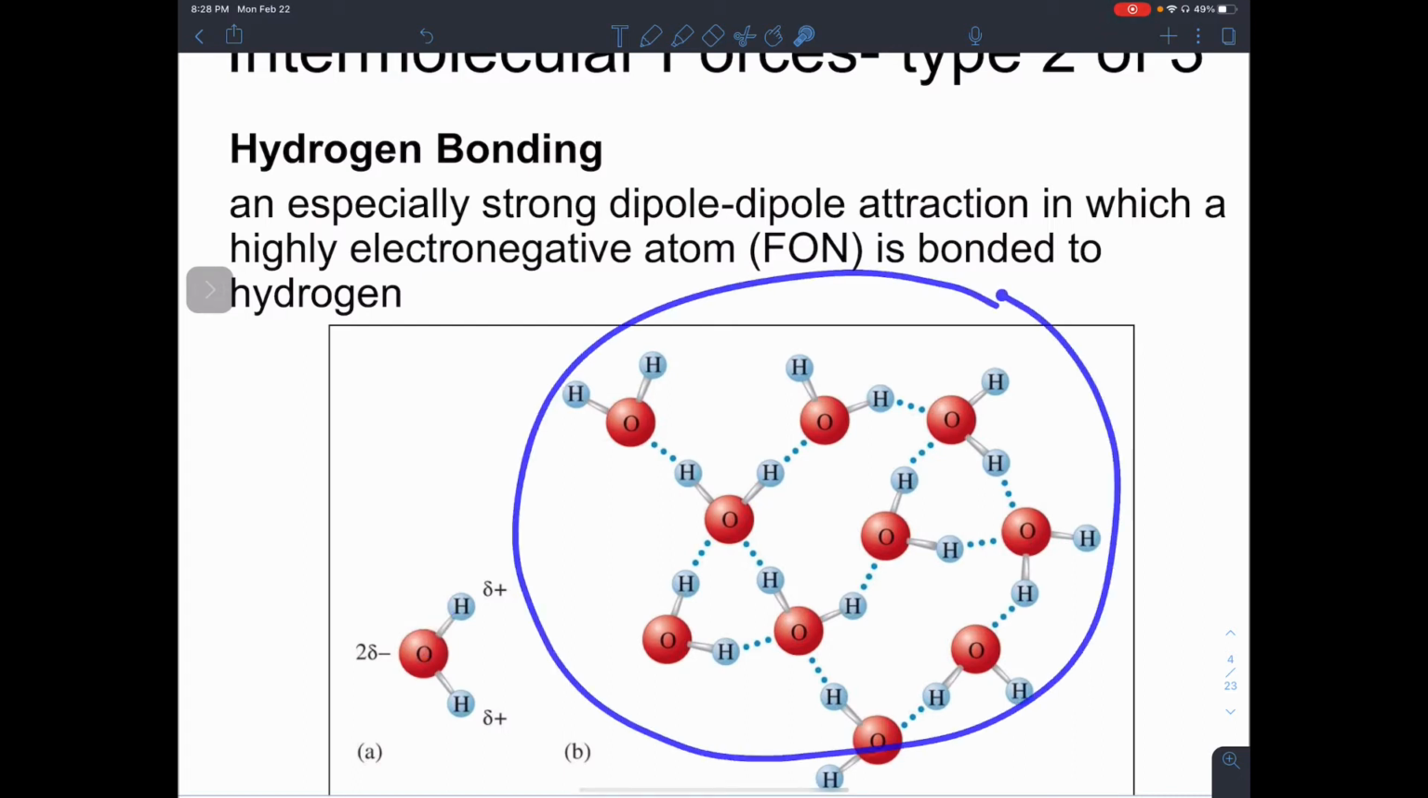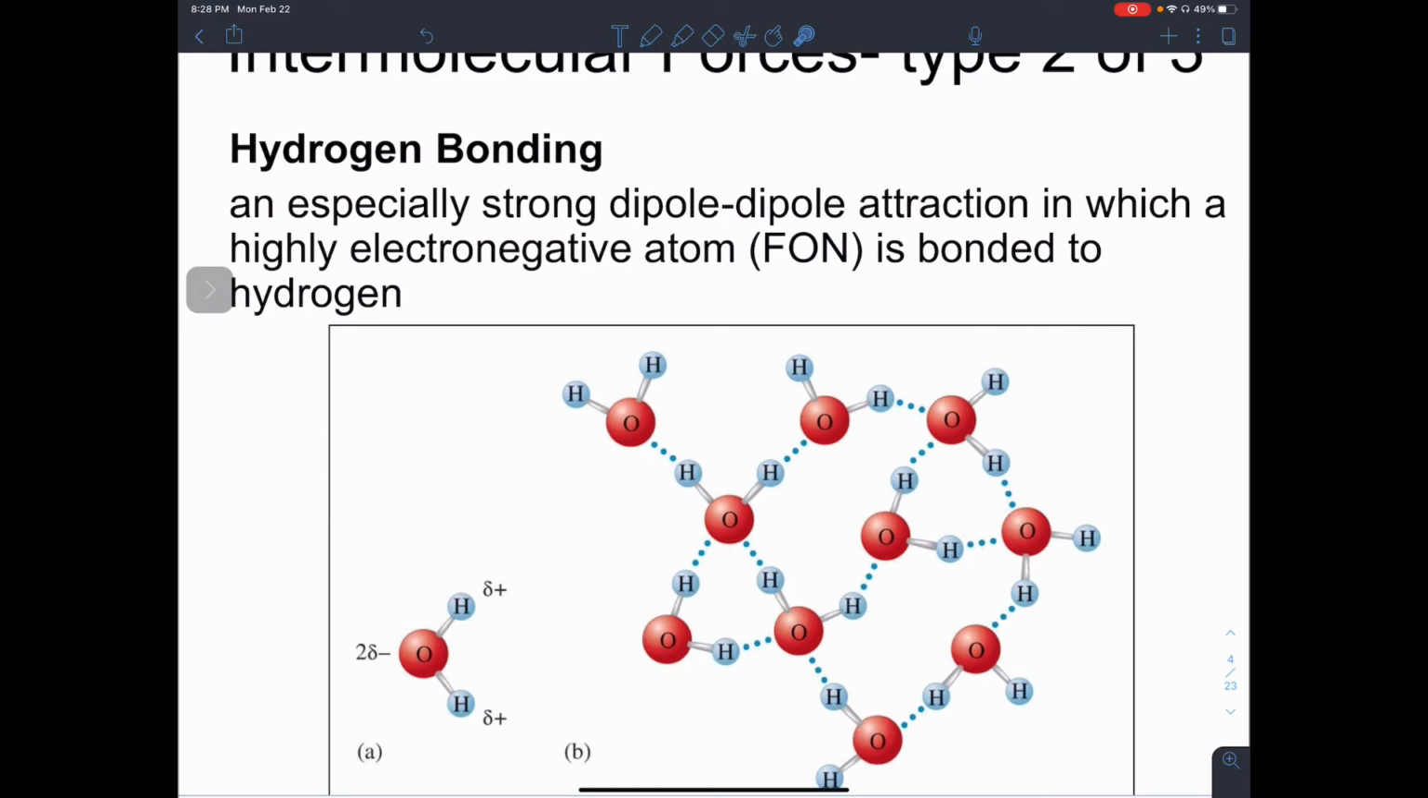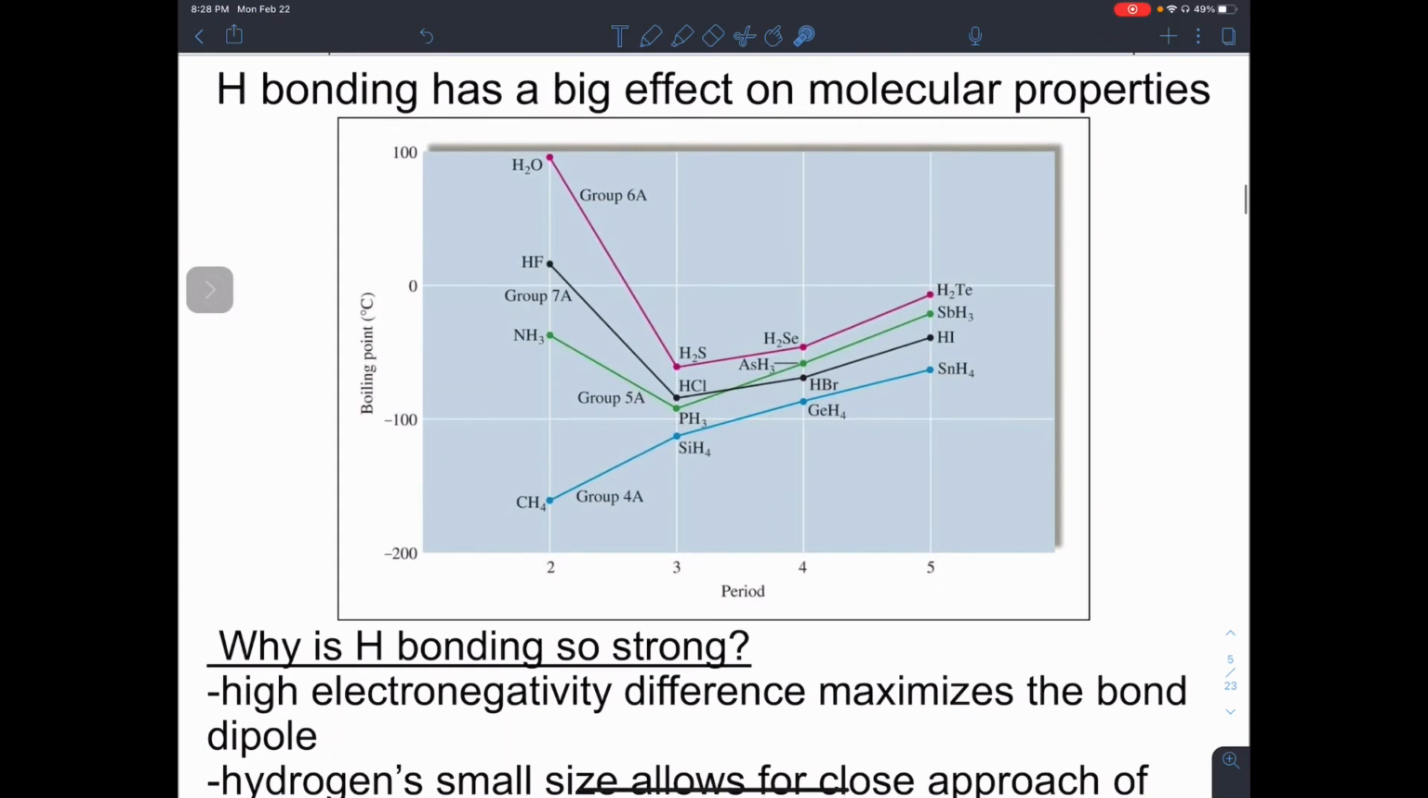We can see when many molecules come together, the oxygen side, highly electronegative, and the hydrogen side of an adjacent molecule have a strong attraction. This particularly strong attraction is a type of dipole-dipole force. It means both of these molecules are polar, they have a dipole moment, and they're attracted to each other, but this is a particularly strong attraction when it contains hydrogen. Hydrogen bonding has a big effect on molecular properties.